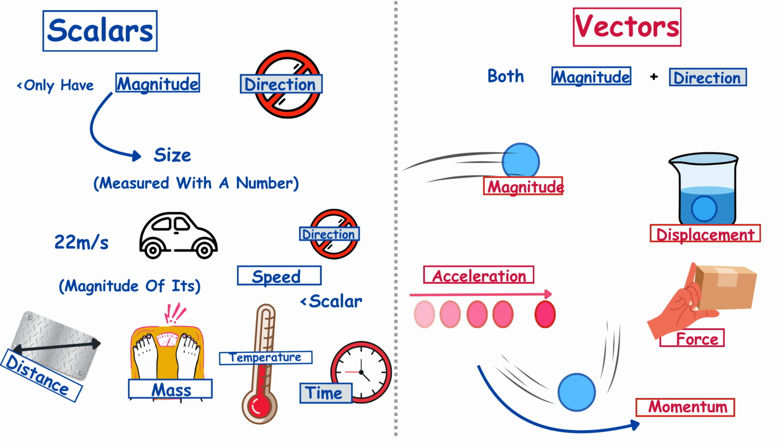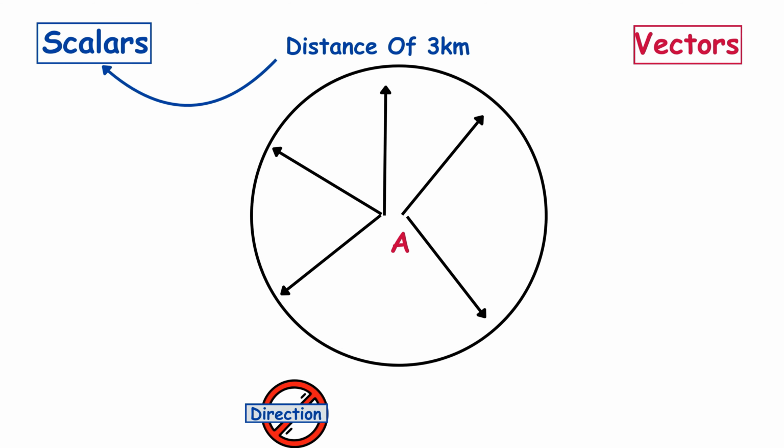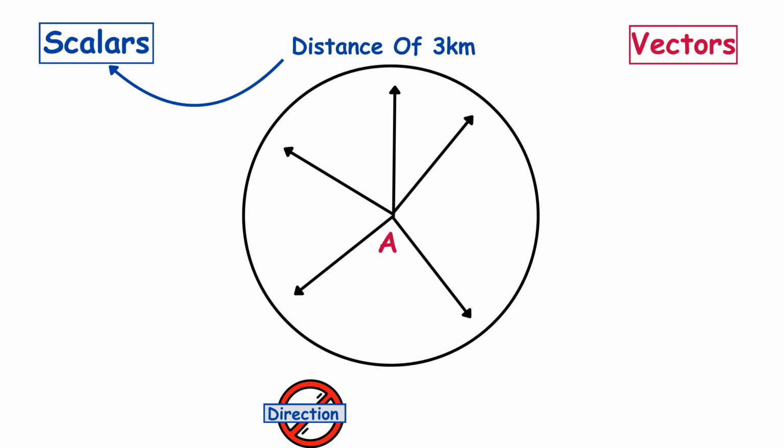If any of these terms are unfamiliar, do not worry, as each one is explored in greater detail in its own separate video. To better understand the contrast between scalars and vectors, let us consider a simple example. Imagine that you begin at a point which we will call point A, and you walk a distance of 3 kilometers. Depending on which direction you walk, you could end up anywhere on the circumference of a circle with a radius of 3 kilometers centered on point A.